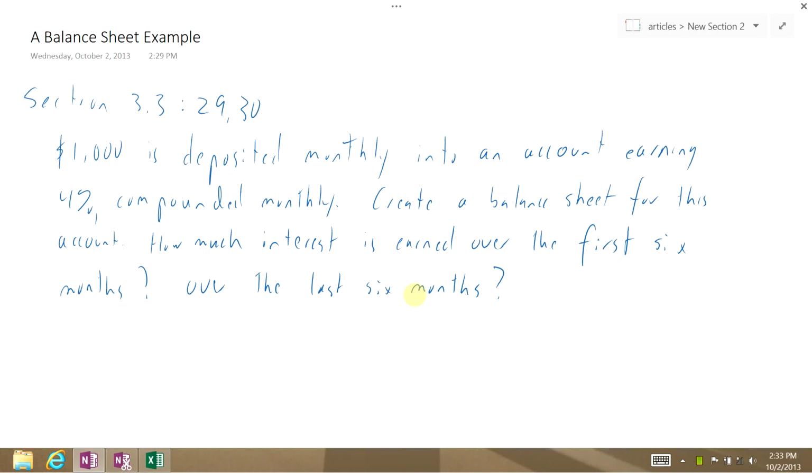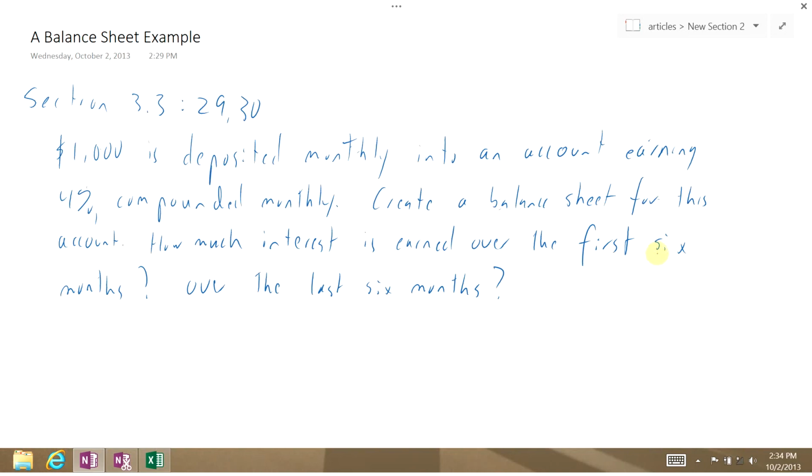Okay, so we're going to do an example of a balance sheet, and this is from section 3.3, 29 and 30. And here's a very typical problem. $1,000 deposited monthly into an account, so every month you put $1,000 in, and the account earns 4%. So that's the annual rate, but it's compounded monthly, so you have to divide 0.04 by 12 to get the per period amount. Create a balance sheet for this account.